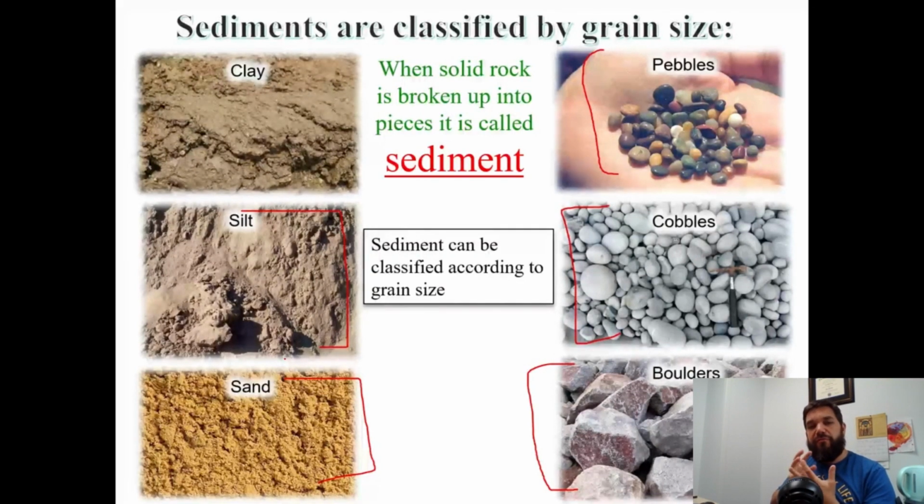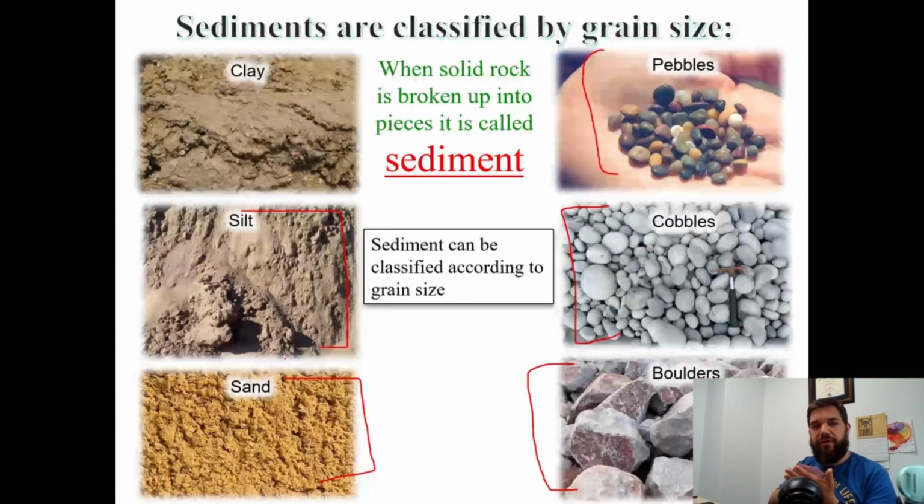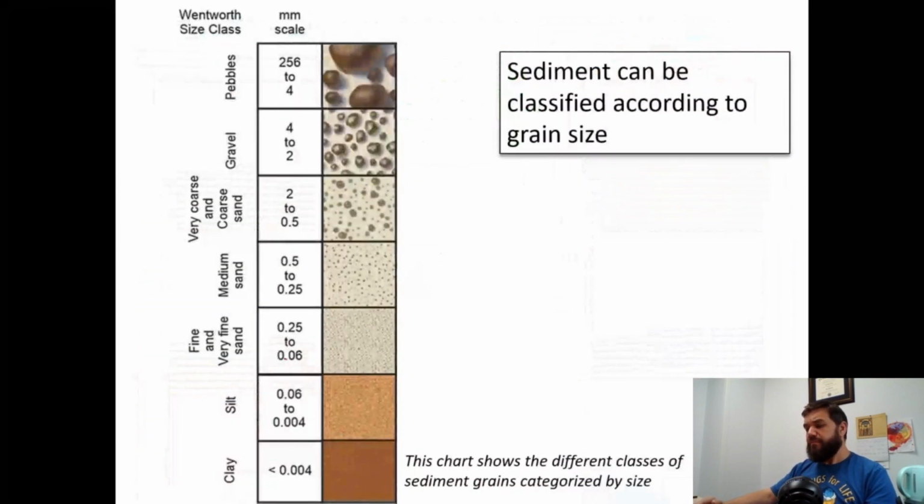So usually you only find things like boulders or cobbles or pebbles or sand, any of that stuff, basically only in near shore environments. As you get further out and further out and further out, the material gets finer and finer and finer. Okay, so why is that? We're going to cover that in just a moment.